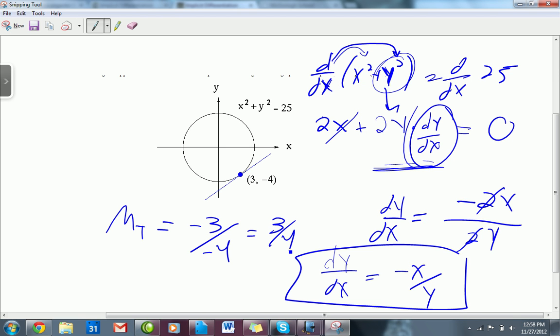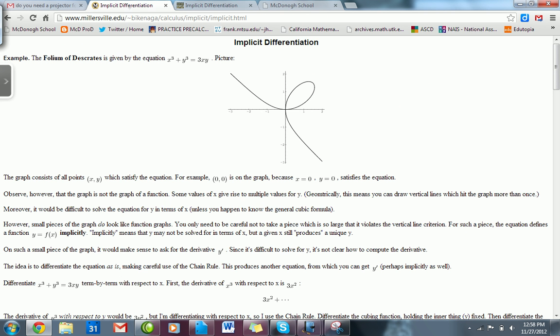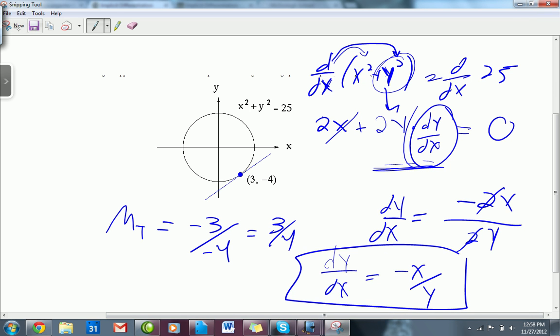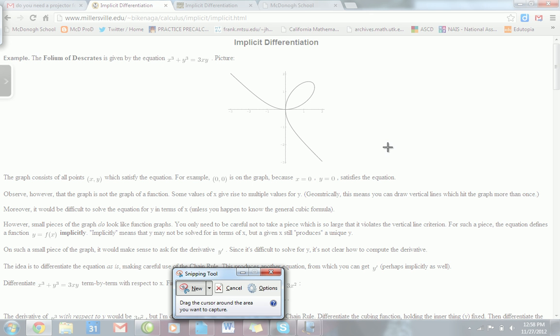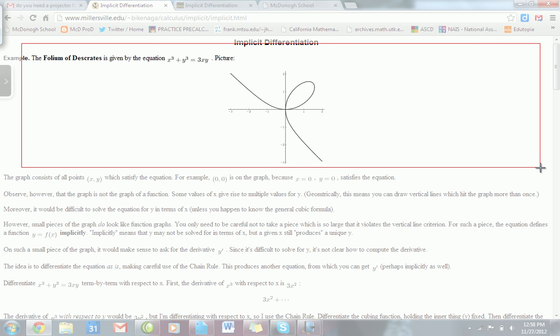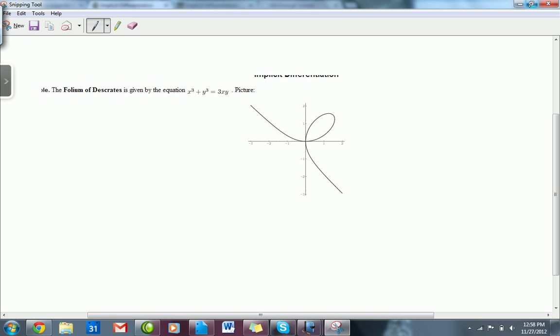I'm going to look at one more problem here, because why not? We're having fun. Let's look at a more difficult problem. This particular relation is called a folium of Descartes. The Millersville website provided this graph and this great page. I'm going to snip it, and we're going to think about it. Okay, I'm going to close this out, get a new one, and let's see if we can grab that. Bam. Okay. Having fun with this new snippet tool, thanks to Miss Veltri.